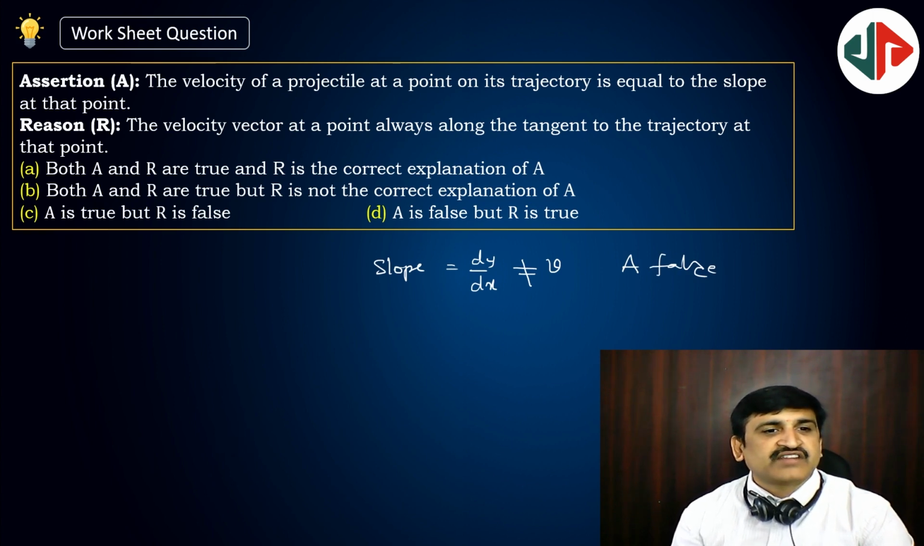The velocity vector at a point is always along the tangent. Yes, whenever the trajectory is like this, the velocity vector will be along the tangent. So I can take A false or true. Option D.